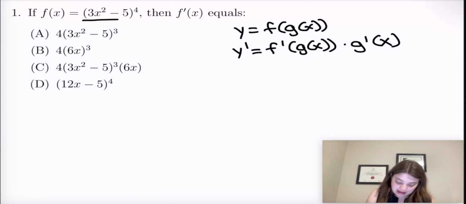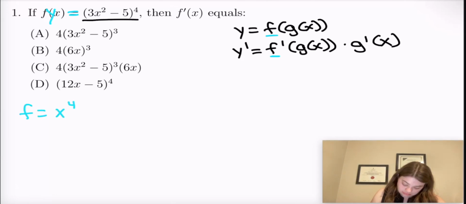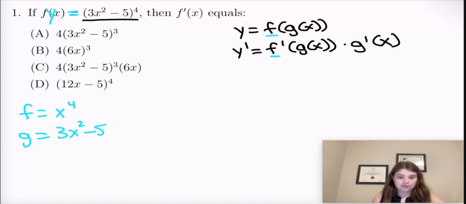So for this one here, we have 3x squared minus 5 to the power of 4. In this situation, ignore this f of x; let's just consider this as y equals something. Our f of x would be x to the power of 4, because this whole thing is to the power of 4. And then g of x, the function being raised to that power of 4, is 3x squared minus 5. Okay, so now I'm going to use this formula to find the answer.